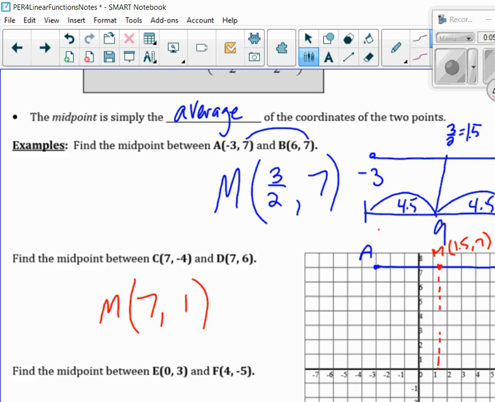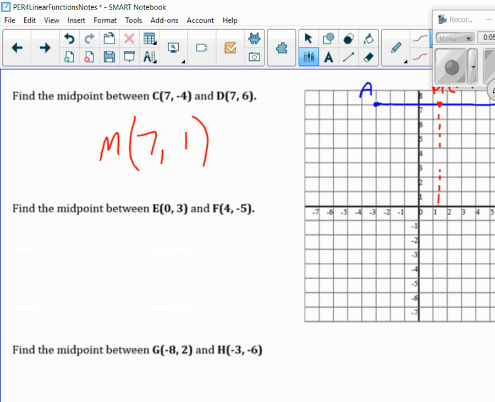So this is a vertical line. What's the distance between C and D? 10. It's vertical, so I can just count, right? So the halfway point would be 5 up. So 1, 2, 3, 4, 5. There's my midpoint. What did I get? 7, comma 1, right? That's exactly what I got algebraically. The average between negative 4 and 6: add them up, divide by 2.